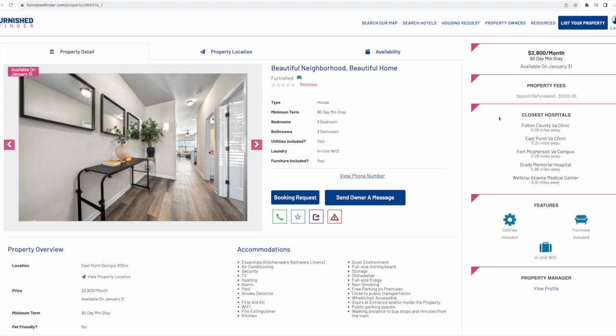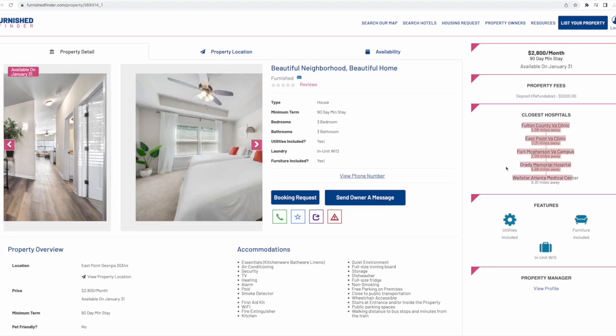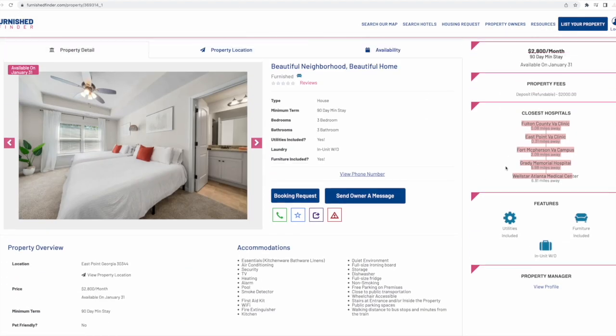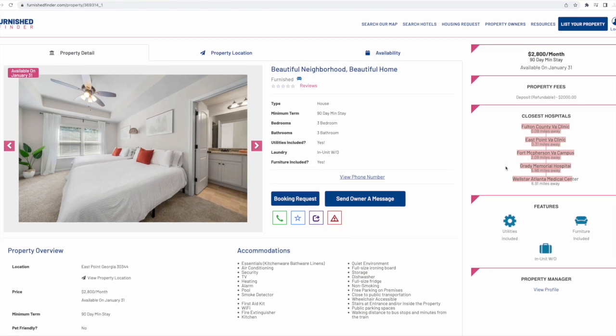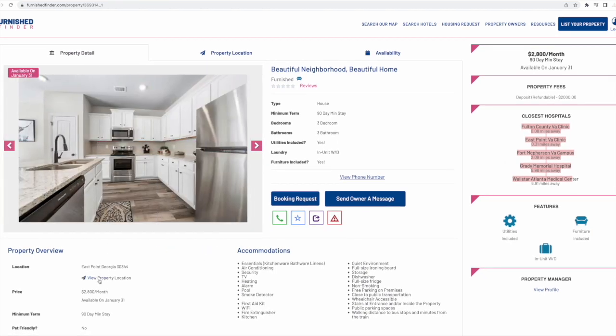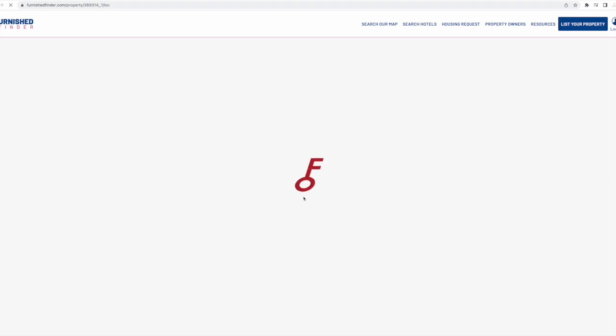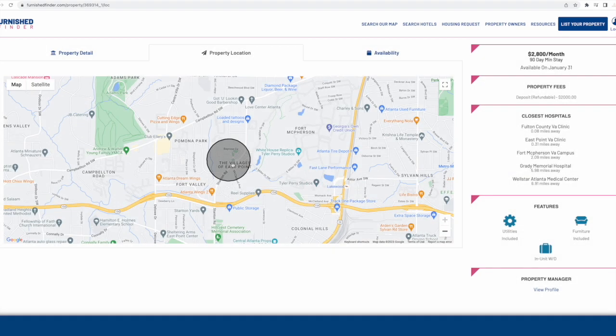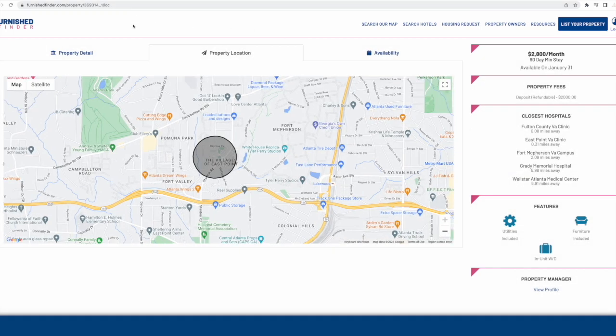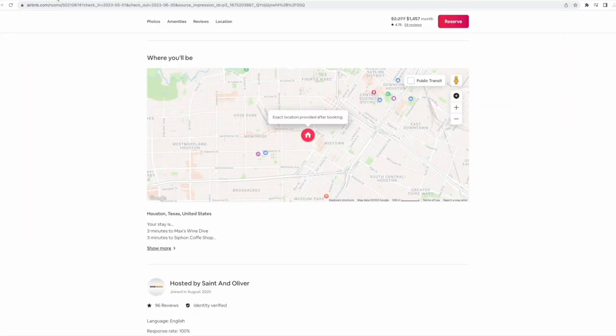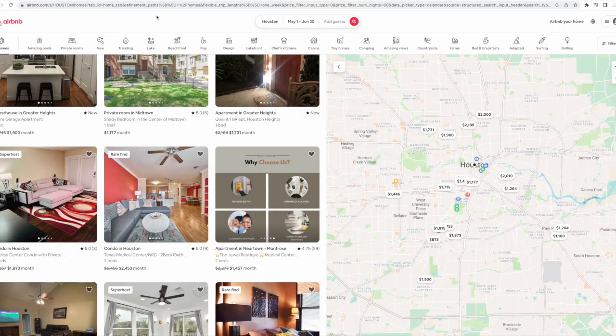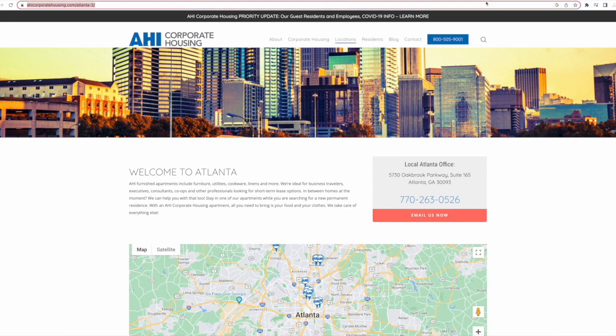And also, like I said, don't forget about Furnish Finder, and same thing here. We see how far away everything is, so you can reverse engineer these properties or get a good idea. See, this is in East Point, Georgia. But yeah, so you guys get the point of reverse engineering to locate your corporate units.